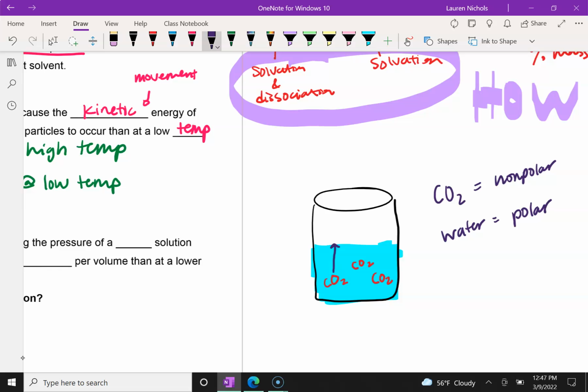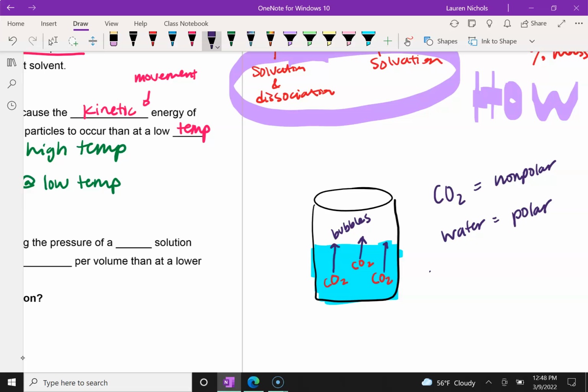You have to force them to stay together. So carbon dioxide is going to try to escape the water. It doesn't want to be there. And when it breaks the surface, it creates the bubbles that we so enjoy in our soda.